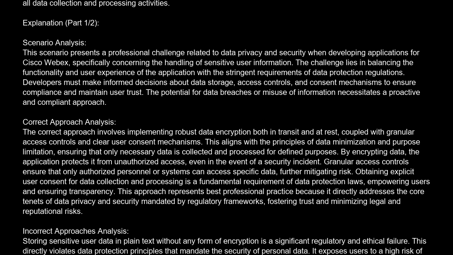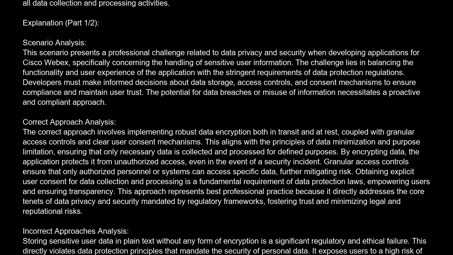Obtaining explicit user consent for data collection and processing is a fundamental requirement of data protection laws, empowering users and ensuring transparency. This approach represents best professional practice because it directly addresses the core tenets of data privacy and security mandated by regulatory frameworks, fostering trust and minimizing legal and reputational risks.